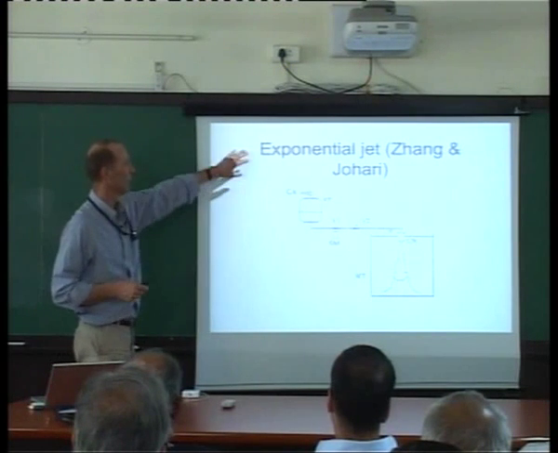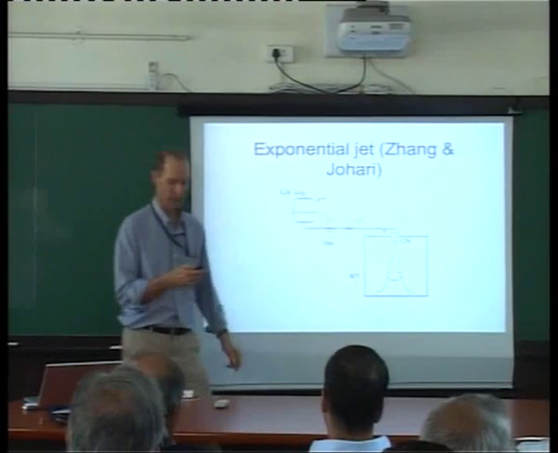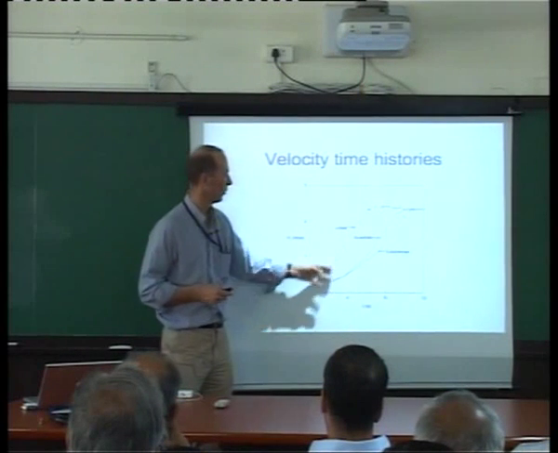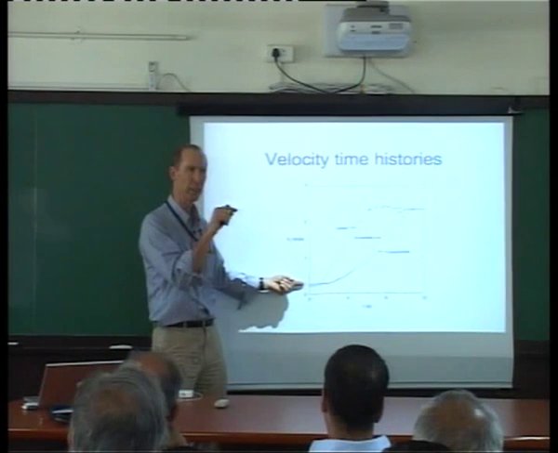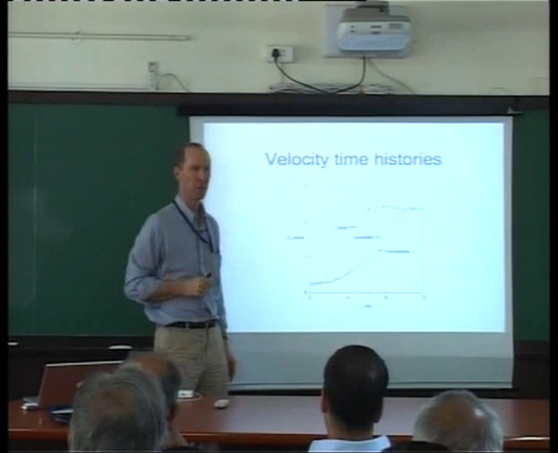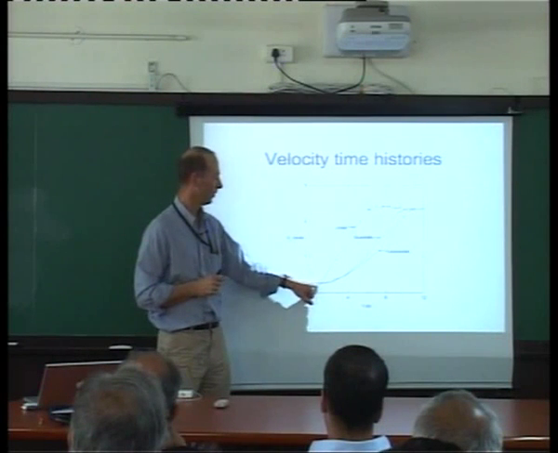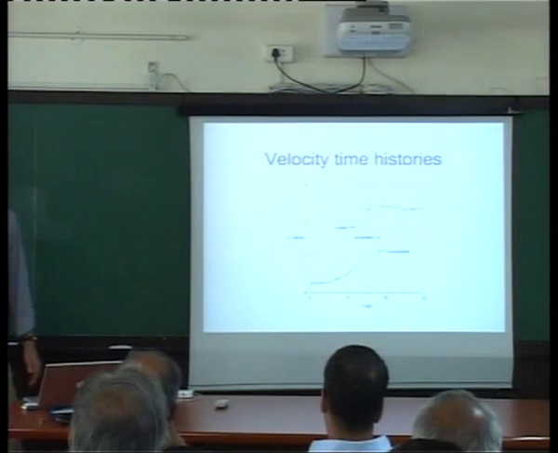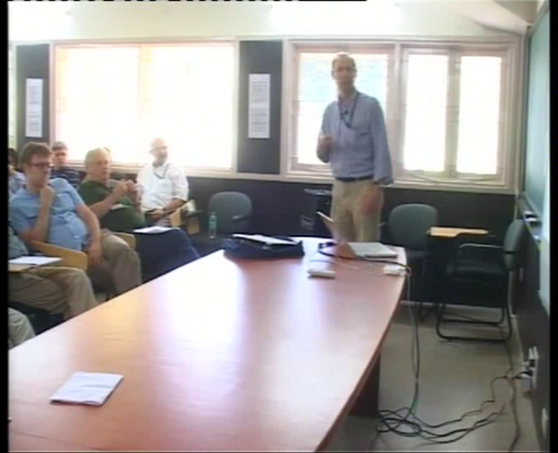Zhang and Johari looked at the exponential jet. Water tank where they had a jet and they could control the injection speed. The nozzle speed is a function of time, could be programmed. They always started out with a non-zero initial nozzle speed. So there's fluid coming out of the nozzle, and then at a certain instant, they start ramping up the flow rate. And I'll only address the linear profile. And notice there's a kink here where it's constant and then transitions to linear. What do you suppose happens to the entrainment when you have that kind of behavior?